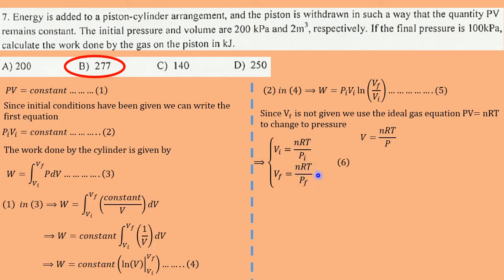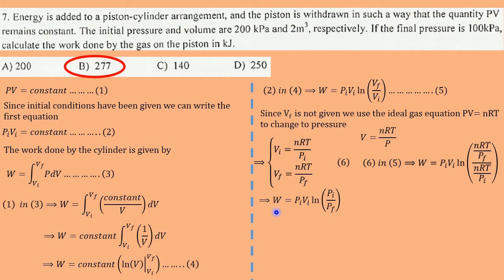Now we're going to have this substituted in equation 5. So 6 in 5 will imply that W equals Pi Vi times the natural log of nRT over Pf divided by nRT over Pi. So we've had Vf and Vi substituted by the expressions we have just had. Now that implies that W equals Pi Vi times the natural log of Pi over Pf. When you simplify these brackets, you see nRT cancels out, and when you adjust, you have 1 over Pf divided by 1 over Pi, which becomes Pi divided by Pf.